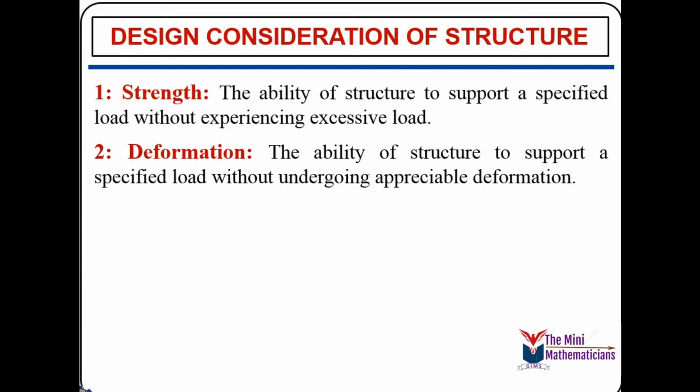Second criteria is the deformation criteria. This deformation criteria is the ability of a structure to support the specified load without undergoing appreciable deformation. So how can we control this deformation? Different design codes have specified certain limits. For example, in beam design for a conventional residential building, the code says that the deflection in the beam should not be more than span divided by 360. Why are we controlling this? Because if the deformation becomes very large, it will disturb the overall structural system.